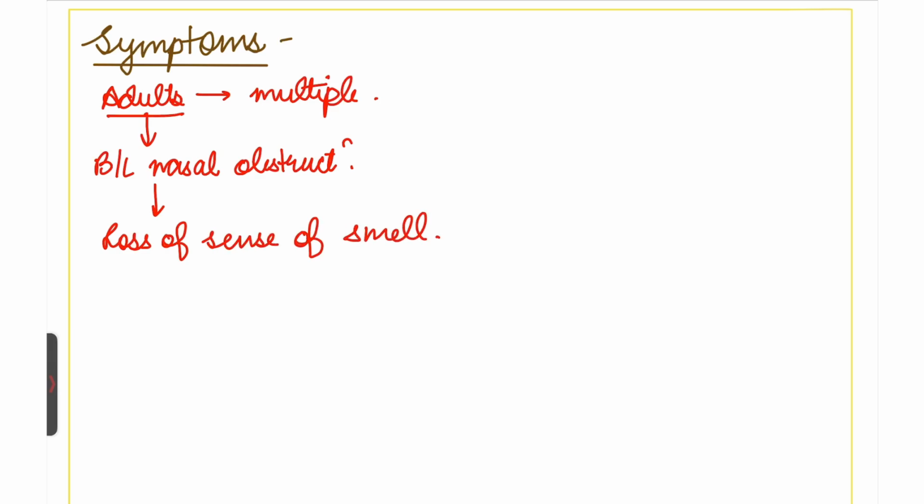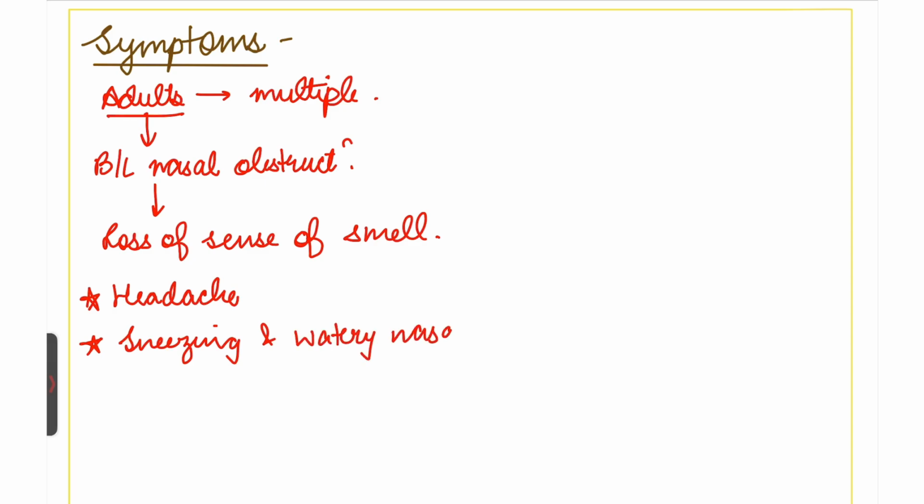We have seen that one of the common causes is sinusitis. So, due to associated sinusitis, headache can occur. And one of the causes was allergy. So, due to associated allergy, sneezing and watery nasal discharge can be seen. Sometimes even the mass can be seen directly protruding from the nostril.